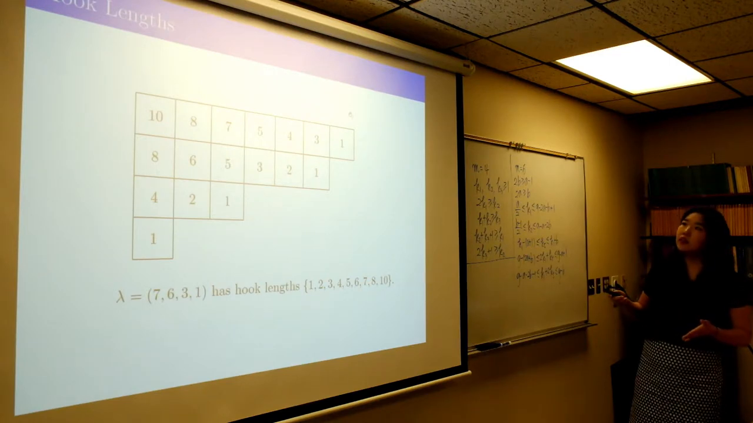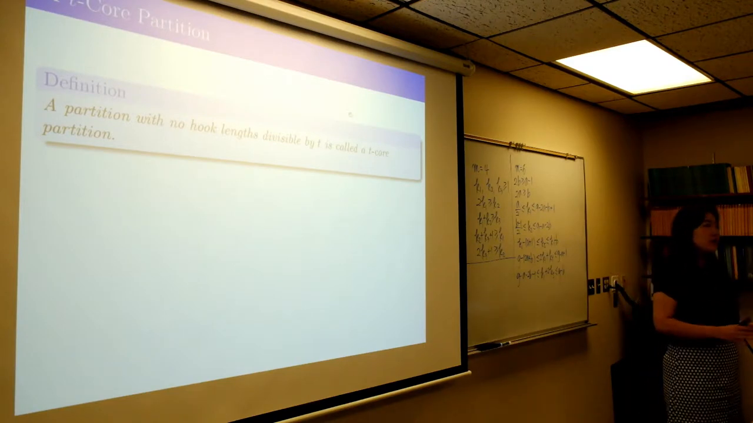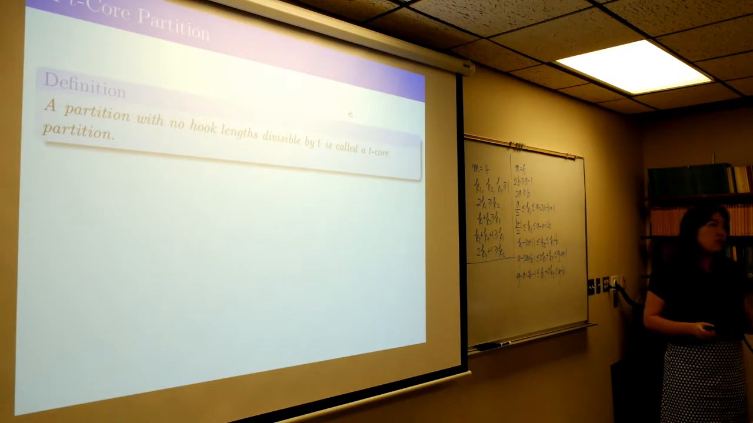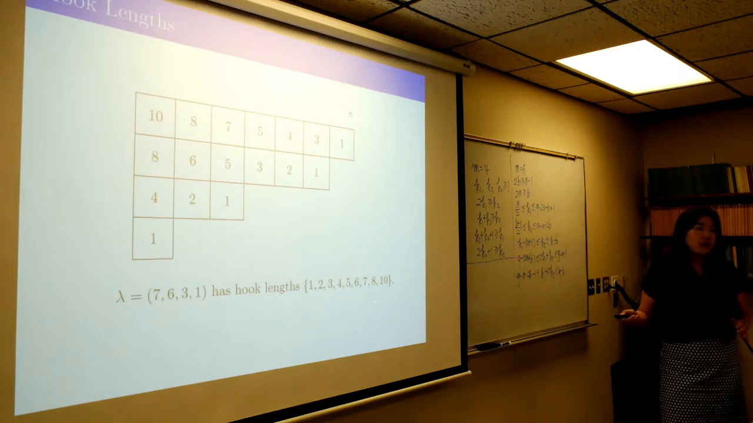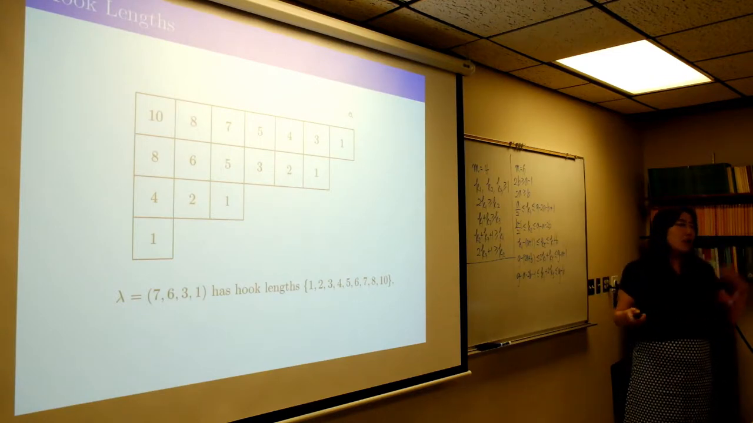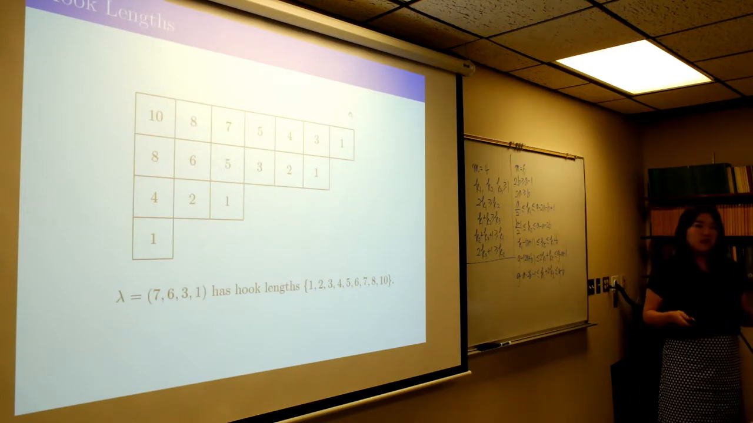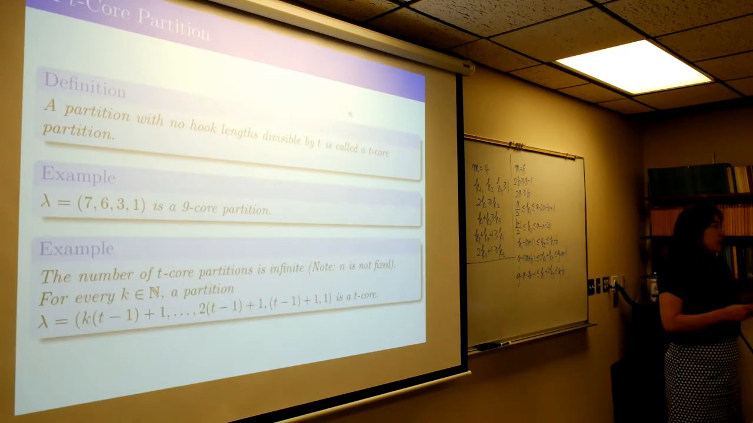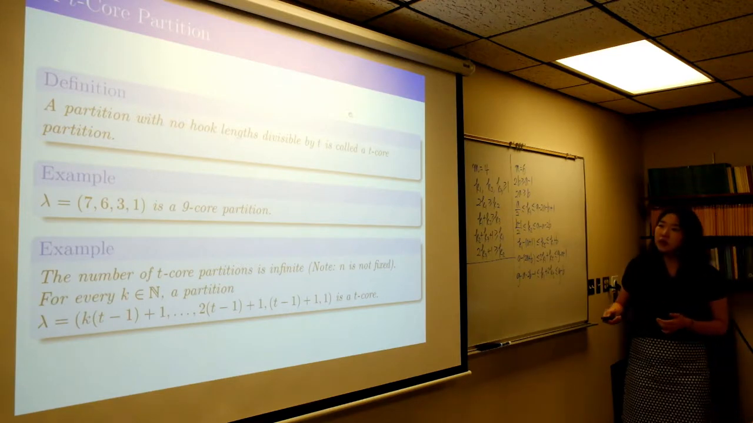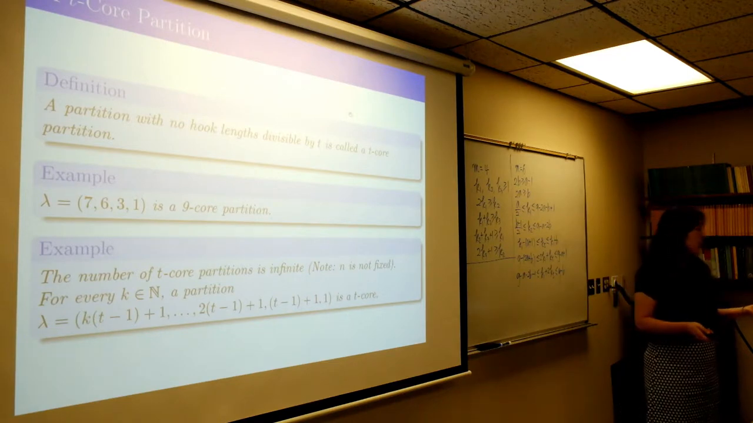This hook length is a key term to define a t-core partition. A partition with no hook lengths divisible by t is called a t-core partition. For example, in this case, there is no hook length of 9, so this is a 9-core partition. And there are no hook lengths divisible by 11 or higher numbers, so this is also a t-core partition for t greater than or equal to 11. When you count the number of t-core partitions, that's going to be infinite. This is because we can always develop a staircase partition like this, which is always a t-core partition.